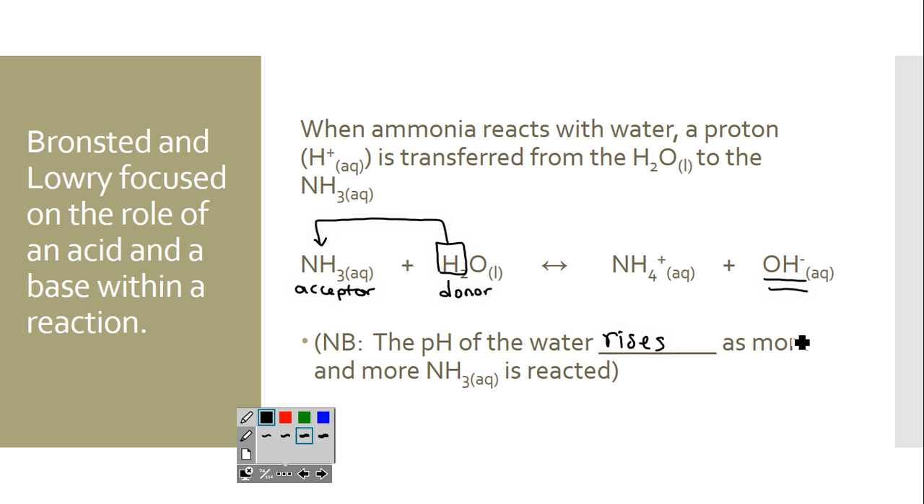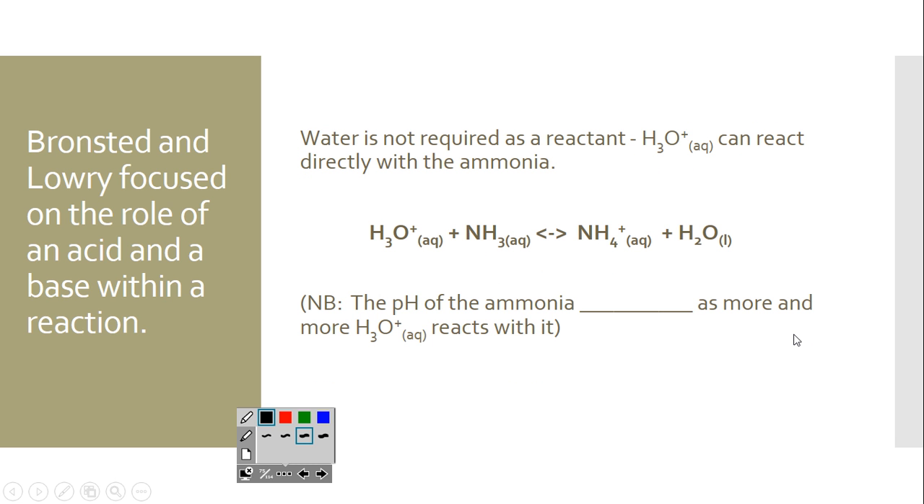Now, in the last two examples, we had something reacting with water. But we don't actually have to add water as a reactant. It would be possible to have hydronium reacting directly. So in this scenario, one of these hydrogen ions will be transferred. Hydronium will be the donor, and ammonia will be the acceptor.